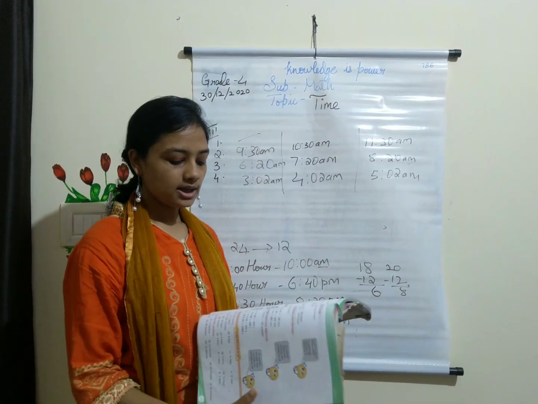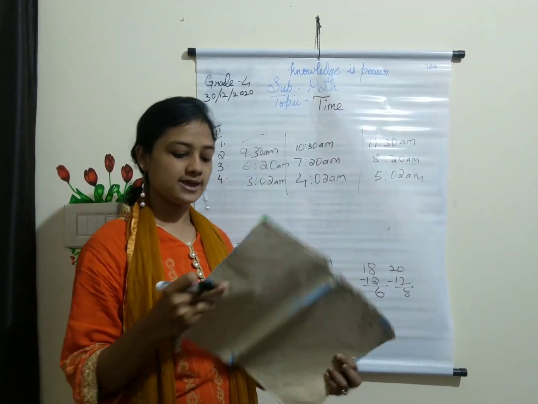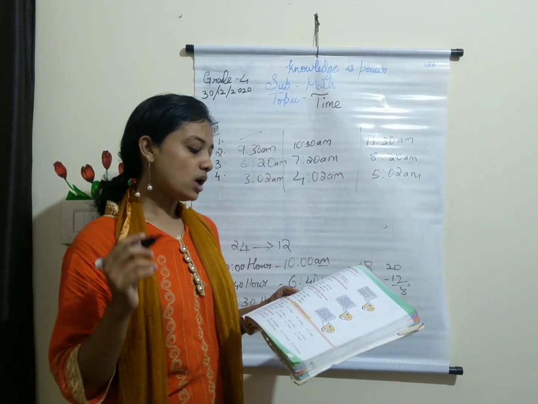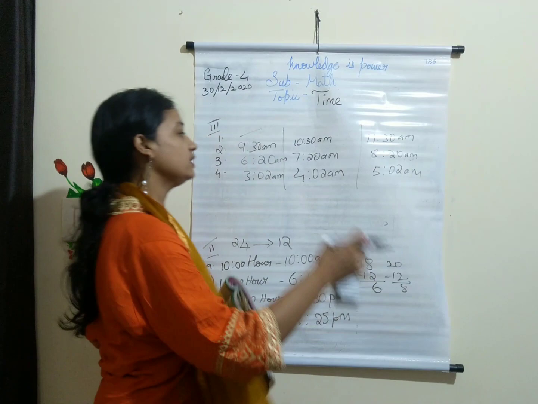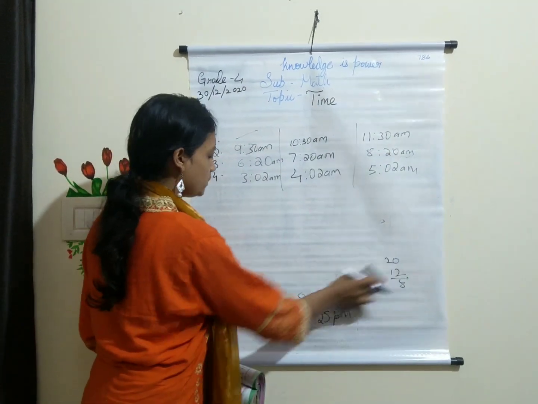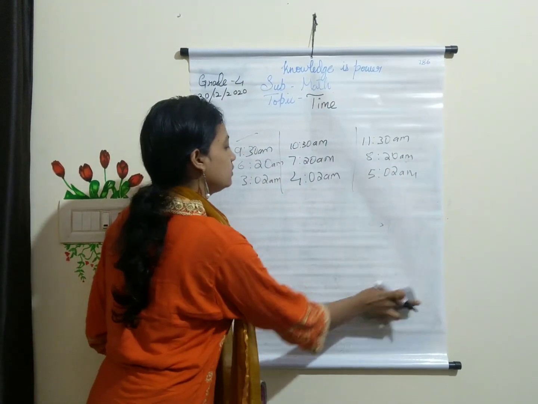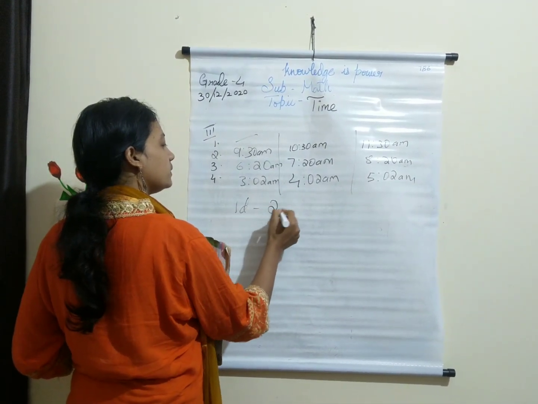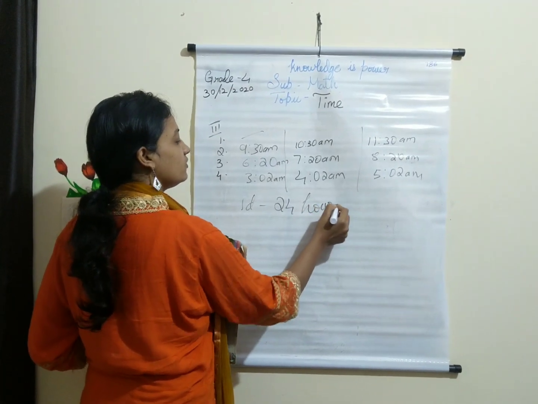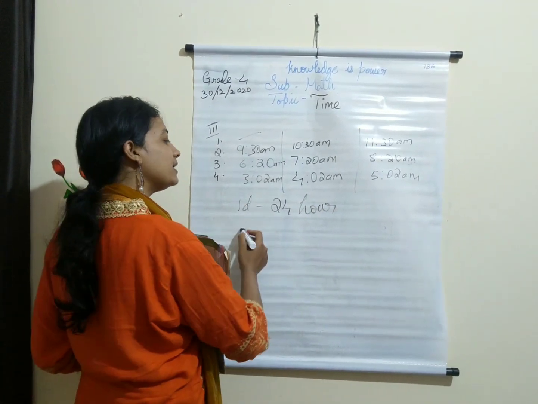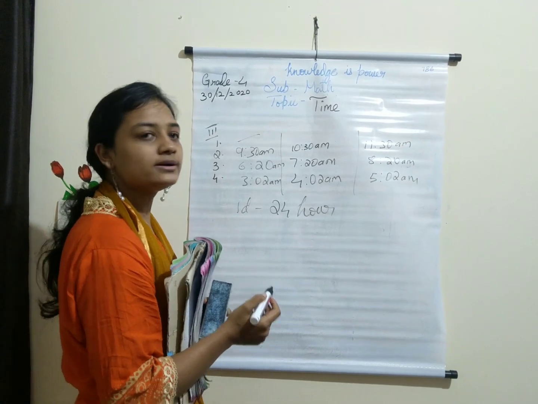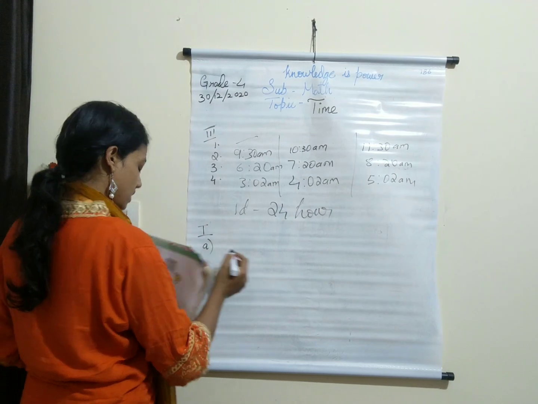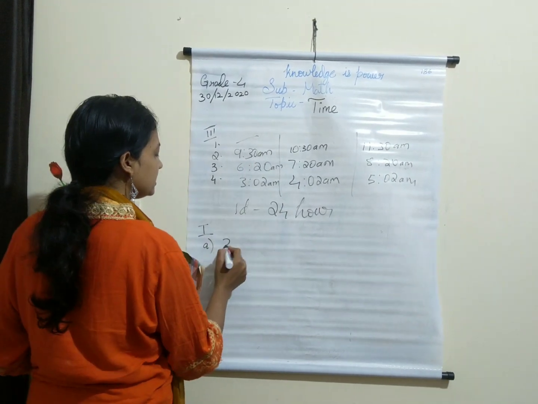Now let us go for the next exercise, 6.3. In 6.3 you have to convert days into hours. So you all know, in one day how many hours do you have? 24 hours. So in one day you have 24 hours. If it is 2 days, you will multiply 2 with 24. You get 48 hours.